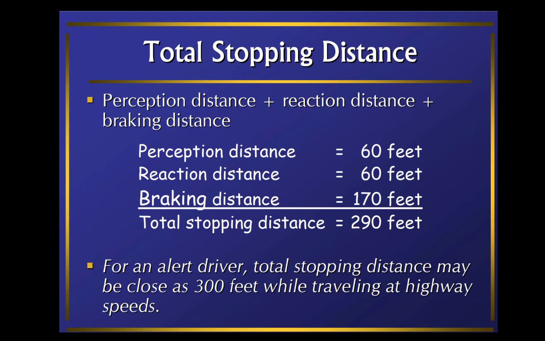So in this case, you have perception distance, reaction distance, and braking distance. For a vehicle, this could be up to almost 300 feet for a vehicle traveling highway speeds. So note, for an alert driver, total stopping distance may be as much as 300 feet while traveling at highway speeds.